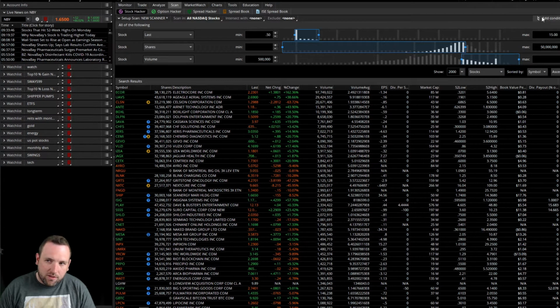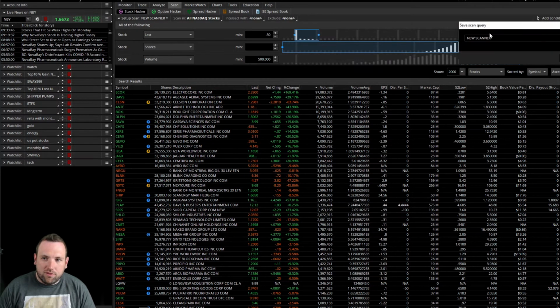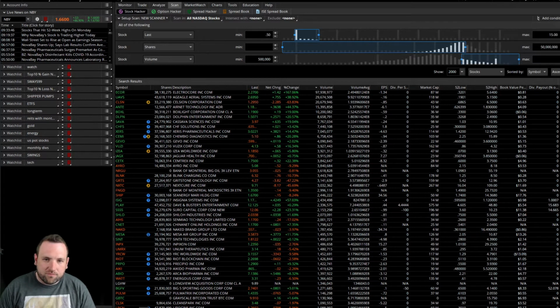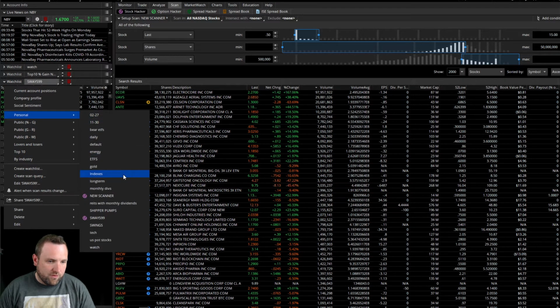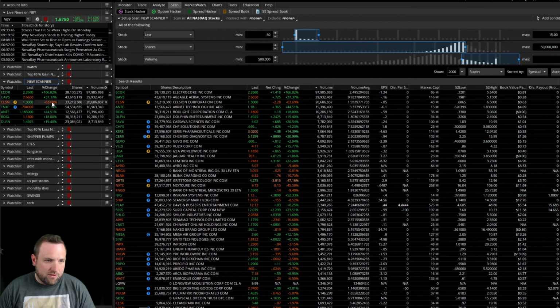Once you have it set up, you can go up here on the right corner, where there's a little fire looking emblem, and right beside that is three little lines. You go to save scan, and then you can name it however you want. I have mine named pre-market scanner. So that way every morning you'll be able to pull it up. Then you can go over to your watch list and add it into one of your watch lists. Go to personal, and you see I have several different scanners. Then new scanner, and you can see the same results, and that way you can see your scanner on the side.